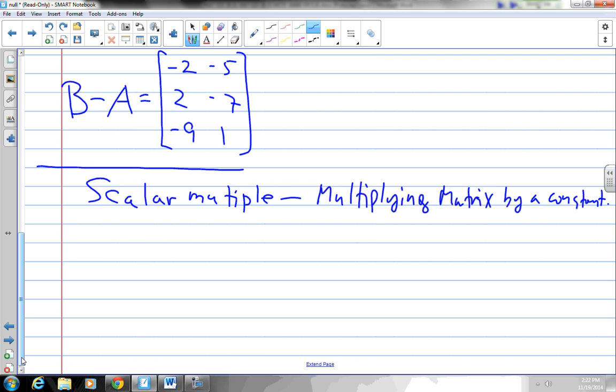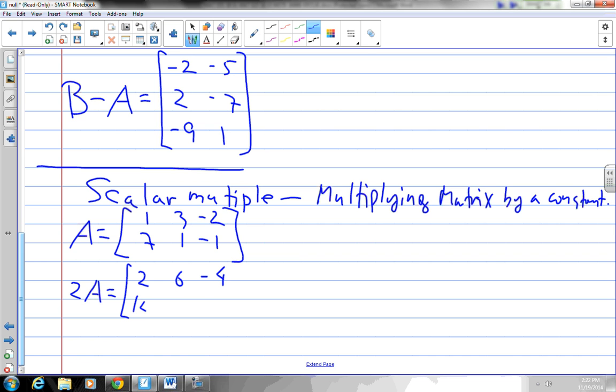So let's say matrix A is 1, 3, -2, 7, 1, -1. It's a 2 by 3 matrix. And I want to know what 2A equals. So I'm just going to double everything. Everything gets multiplied by 2. So 2, 6, negative 4, 14, 2, negative 2. So that's pretty okay, right? Nothing fancy.